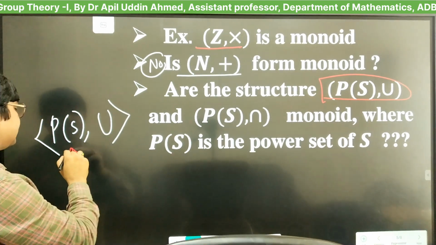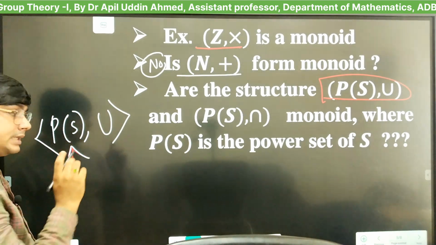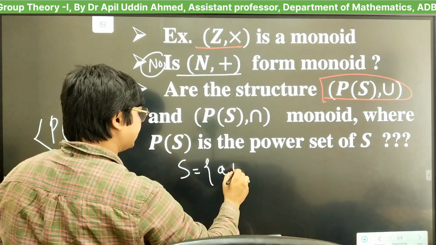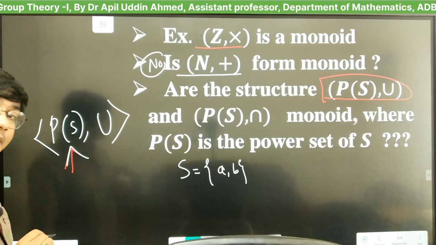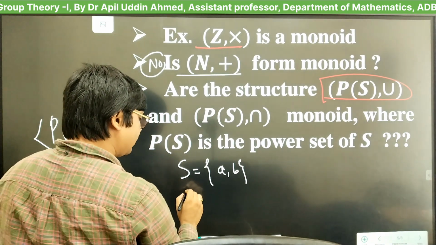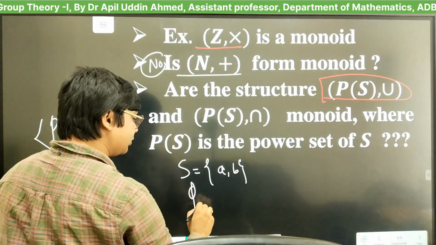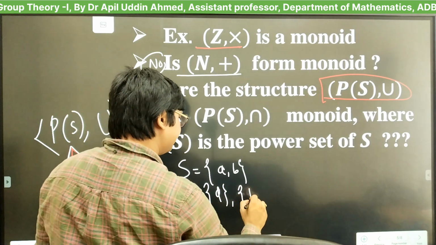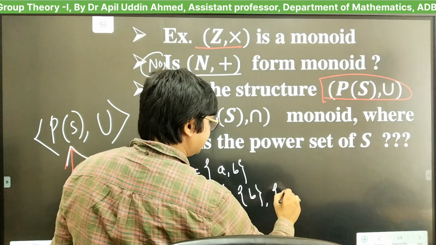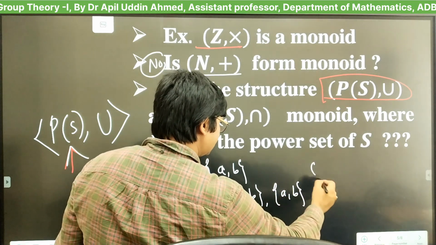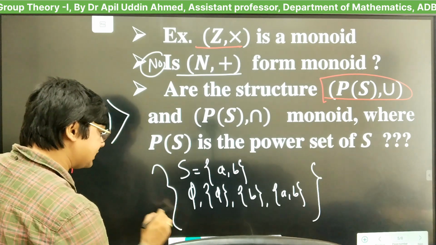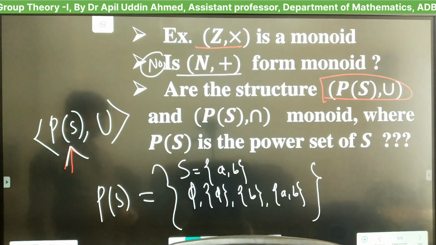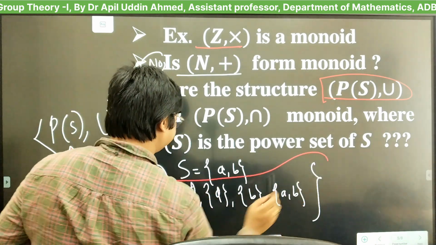Let me take numerical values for this S. Suppose we consider S as {A, B}, right? Then what will be the subsets of this S? One will be phi, another will contain A, another B, and another AB. So this will be our P set, the power set of this one.